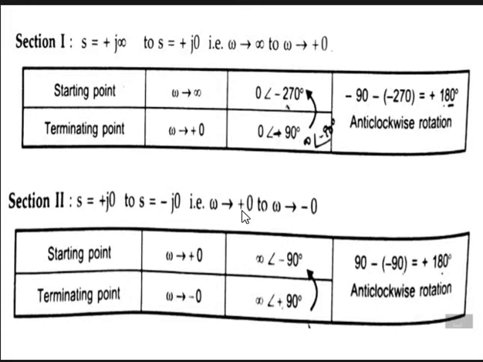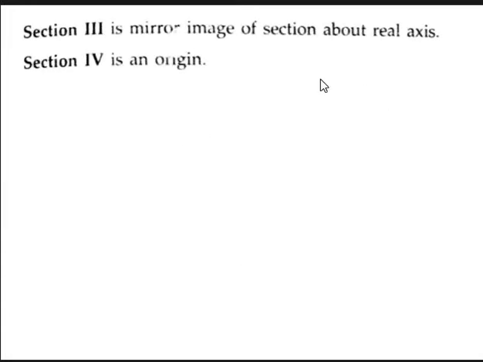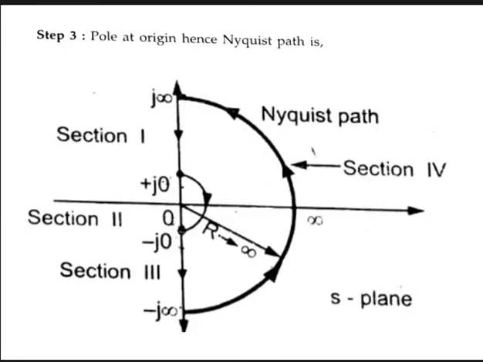Section 3 is the mirror image about the real axis, so there is no need to calculate section 3. Why? Because this is section 3, the other half. This is the mirror image about the real axis. So above the real axis and below the real axis are both the same. If you find one half, automatically we can draw the next half, the mirror image of this one. So no need to calculate section 3.